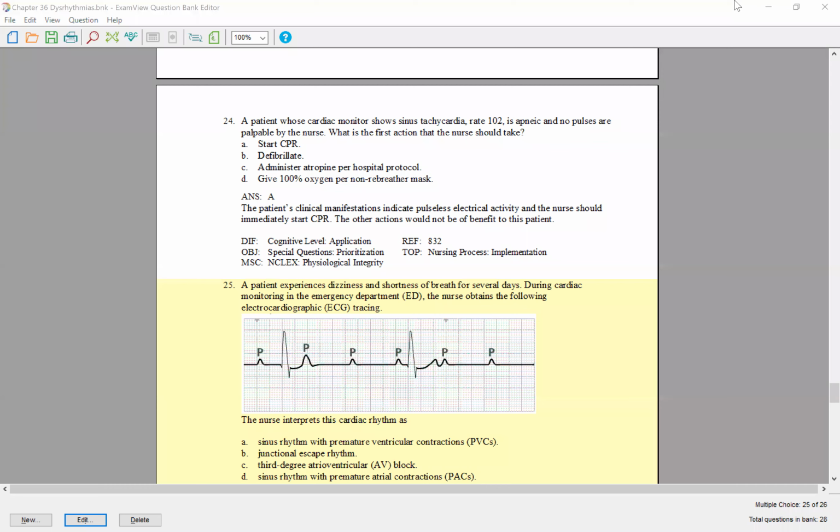Second degree type 2. The PR interval again is long, but on the next one, it doesn't get longer. It stays the same. So you have long, longer, and then you lose a QRS again. You get another block. Repeat. Long, long, block. That's type 2. Second degree type 2.